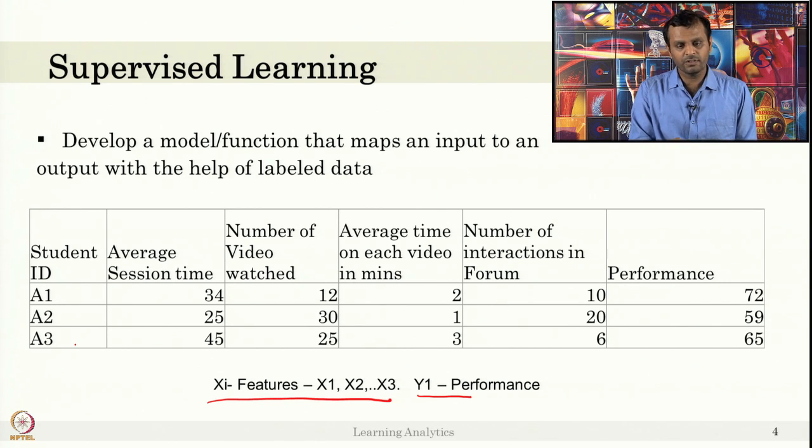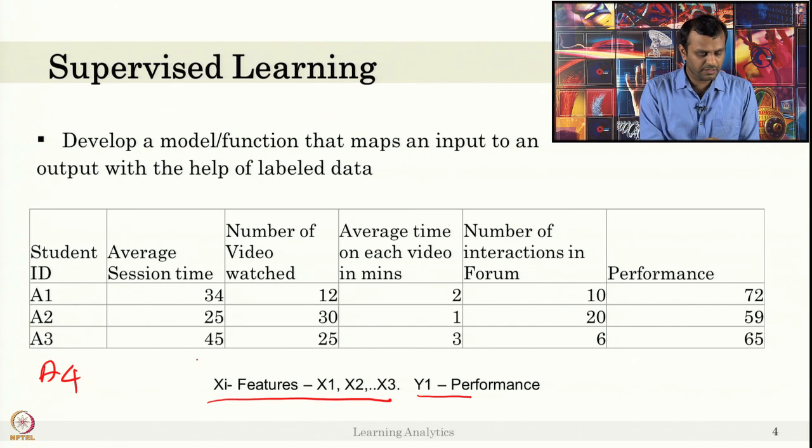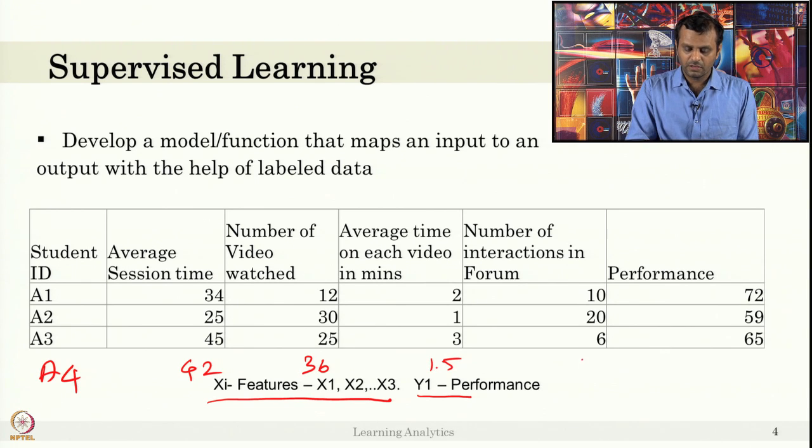Now we want to create a model for this data so that if a new student A4 comes with, say, a different time of 42, and the number of videos watched is say 36, and he watched only 1.5 minutes, number of interactions is say 30, what will be the performance? So the idea in machine learning is that you have supervised data, that is, you have students' interaction, that is observation input data, also the label. Create a model using this data and test it or predict the performance on the new student or new data you are yet to see. That is what supervised learning means.